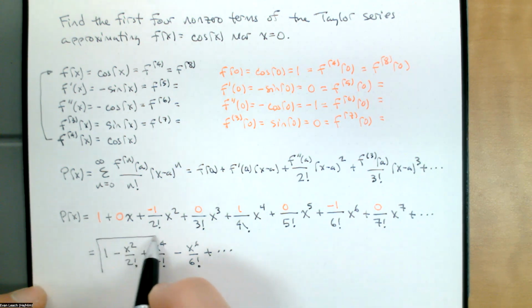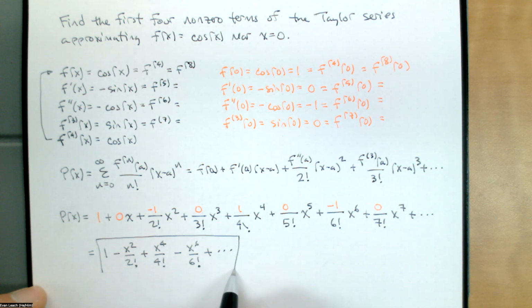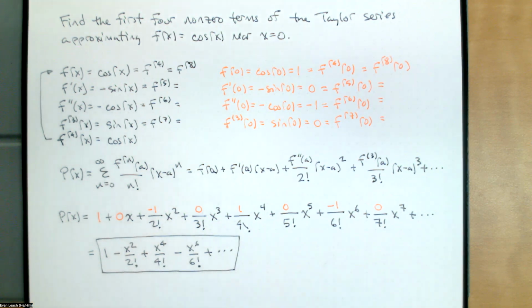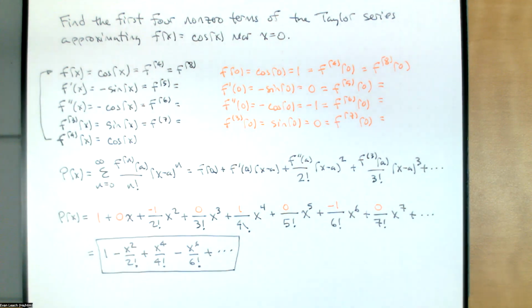So here are the first 4 non-zero terms of the Taylor polynomial, of the Taylor series, approximating cosine x near x equals 0. This is one that we should remember. This is one that we should recognize.